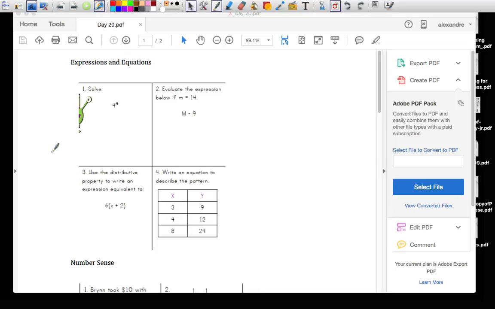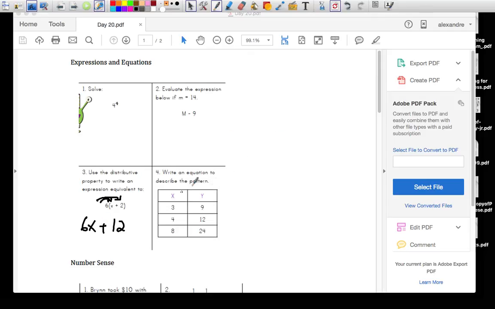Okay. So use the distributive property to write an equivalent expression. So we can use the distributive property. Remember? Right now you should be tired of doing these, because you should be an expert. 6 times x is 6x, 6 times 2 is 12, and then it's a plus sign.